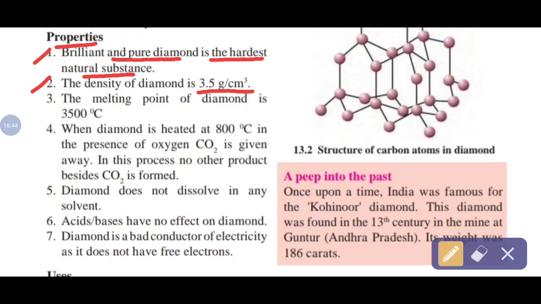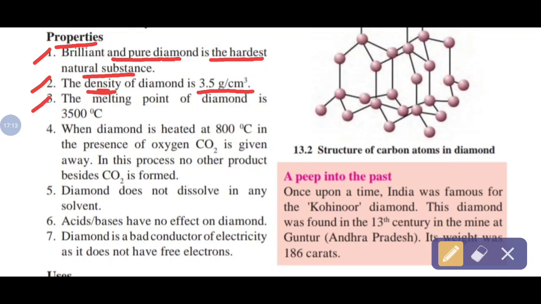Second, the density of diamond is 3.5 gram per centimeter cube. We know the unit of density, that is gram per centimeter cube, or kilogram per meter cube. We learned about the two systems of units, the SI unit system and the CGS unit system. So gram per centimeter cube is the CGS unit of density, remember. So the density of diamond is given here, 3.5 gram per centimeter cube.